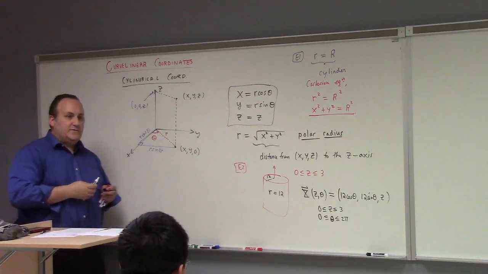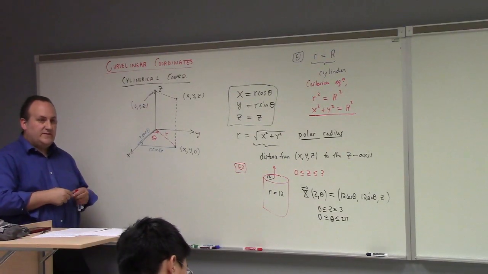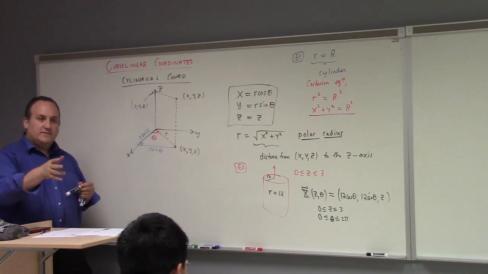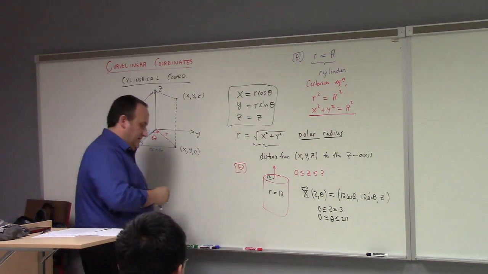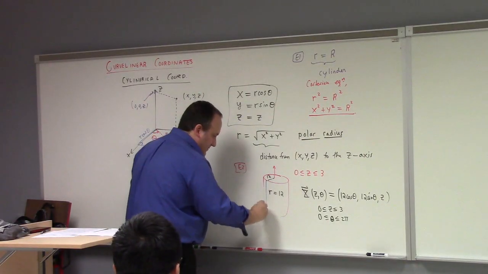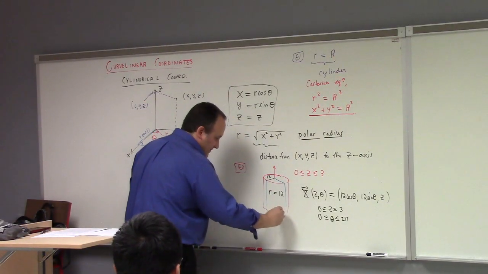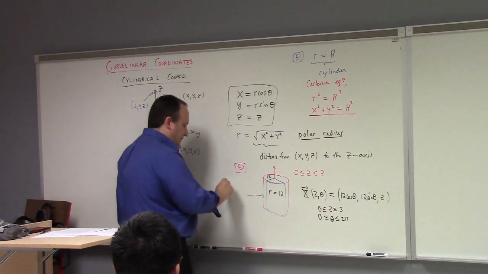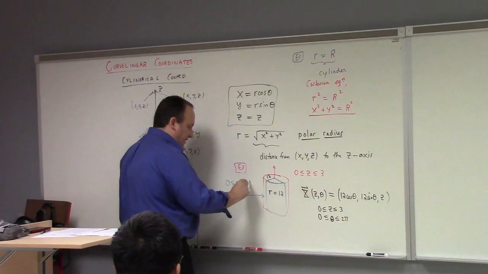What if I just wanted a quarter cylinder? What would I do? If I just want the quarter cylinder, which is sort of in the positive octant, yeah, 0 to pi over 2. In other words, I just want this piece, right? Then I could do 0 less than or equal to theta less than or equal to pi over 2, all right?